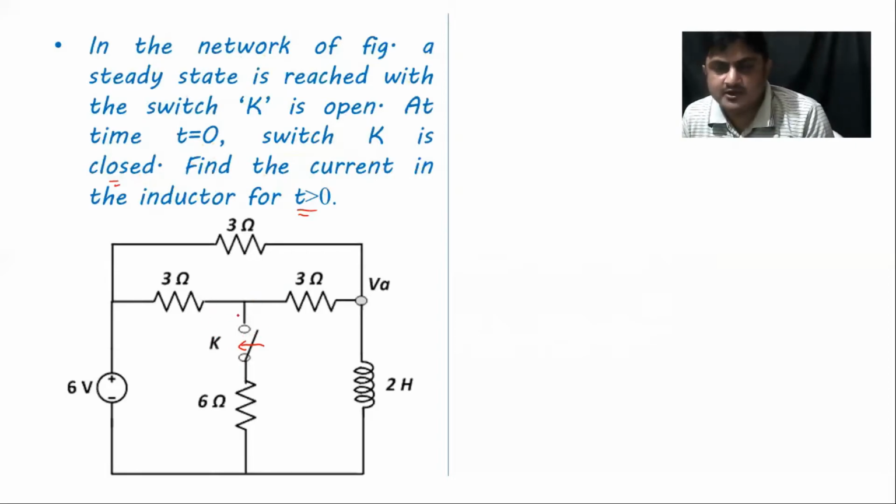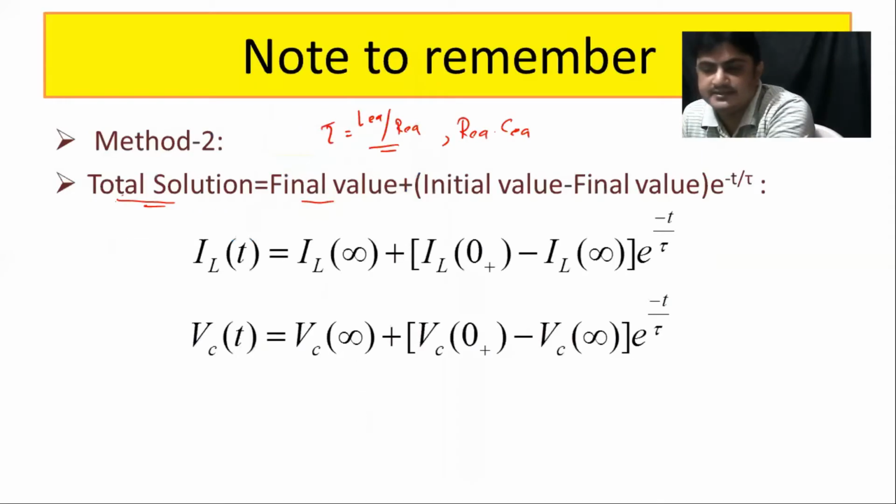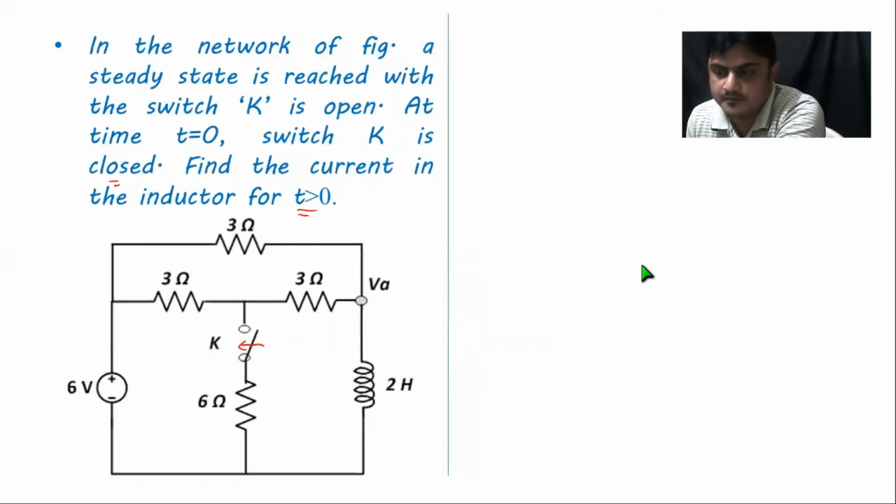In this particular case, we are trying to solve our example directly, utilizing this equation. Our total solution is equal to final value plus initial value minus final value, times e raised to minus t divided by tau. This is an inductive circuit, so I am utilizing this equation: IL(t) is equal to IL(infinite) plus IL(0+) minus IL(infinite), times e raised to minus t by tau.